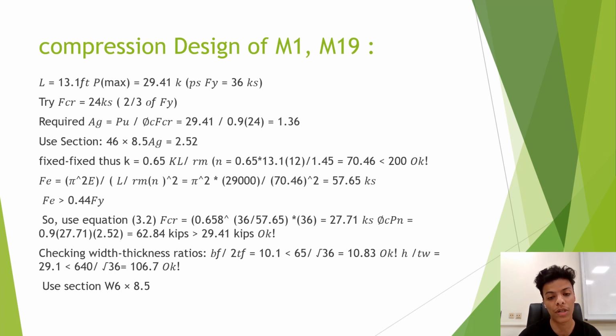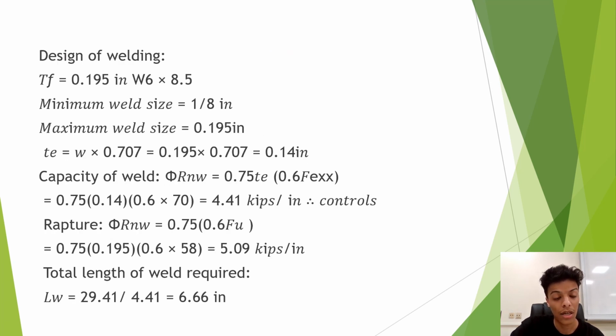which is equal to 10.1, and it is more than 10.83, which is okay. Then we go to the manual and we choose the cross section W6 by 8.5. After that, for the connection, we designed the welding connection. We found the TF is equal to 0.195 inch for the cross section W6 by 8.5.